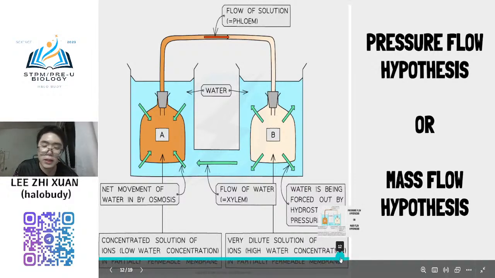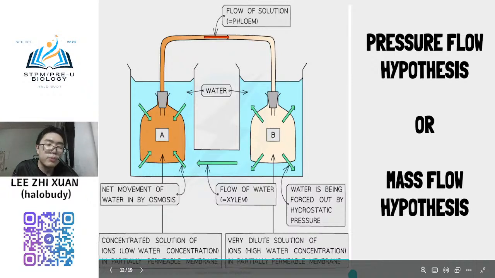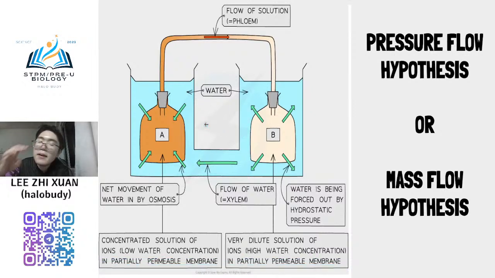Normally the objective question will come out like this, with this diagram, and it will give you many statements. You need to identify which statement is true or false based on the mass flow hypothesis, also known as the pressure flow hypothesis. The concept is similar, just that it uses an experimental setup to explain the hypothesis. Okay, so you see here there are A and B.